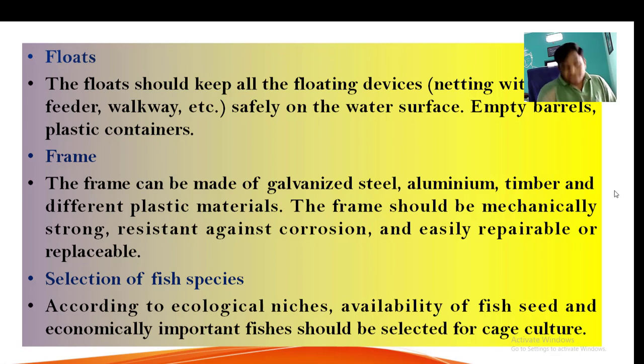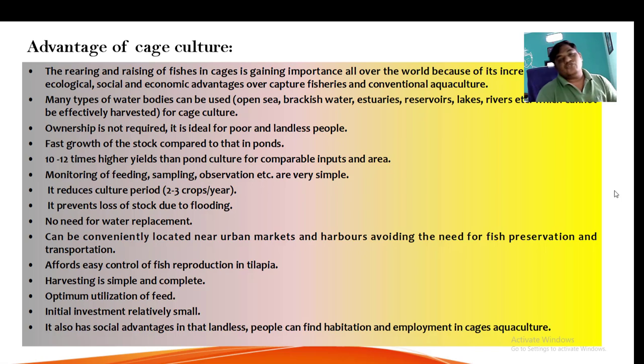Okay, and whatever fish is available in our local area, you can just select those particular fishes for the culture. And the most important criterion is the economically important fish. Meaning whatever fish we have selected for this cage culture, their sale or demand should be very high in the market. That point should be noted while selecting the fish species.